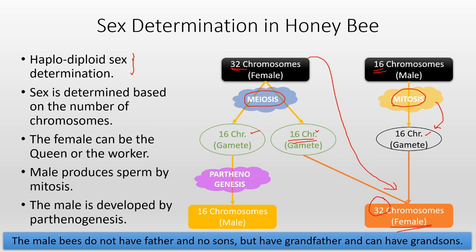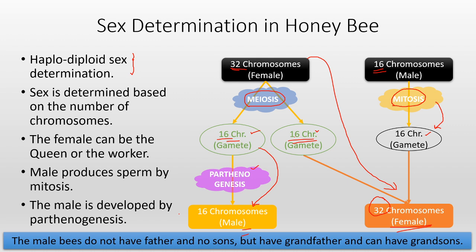Now, what about the male? So here, very interesting, the 16 chromosome gamete from the female, right, that is not going to fuse with the male. It can develop into a 16 chromosome organism by the process of parthenogenesis, right, and they develop into male. So in simple terms, the male organisms are produced here by parthenogenesis and not the regular process of fertilization.